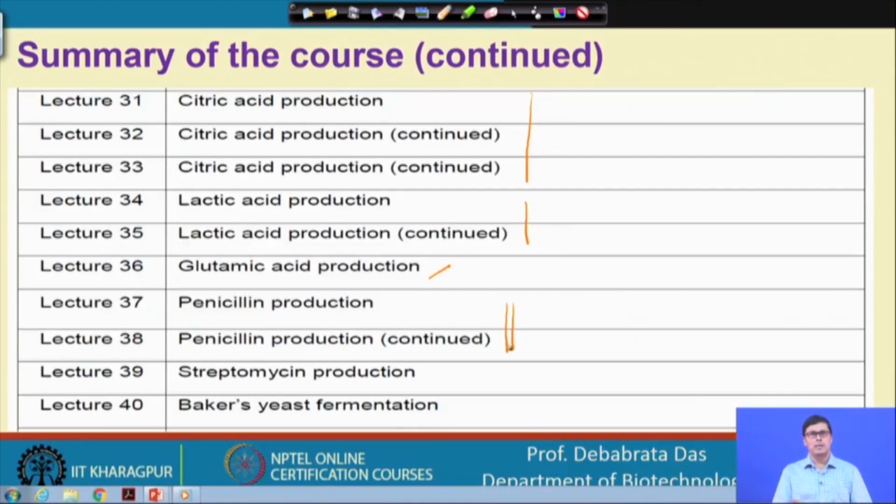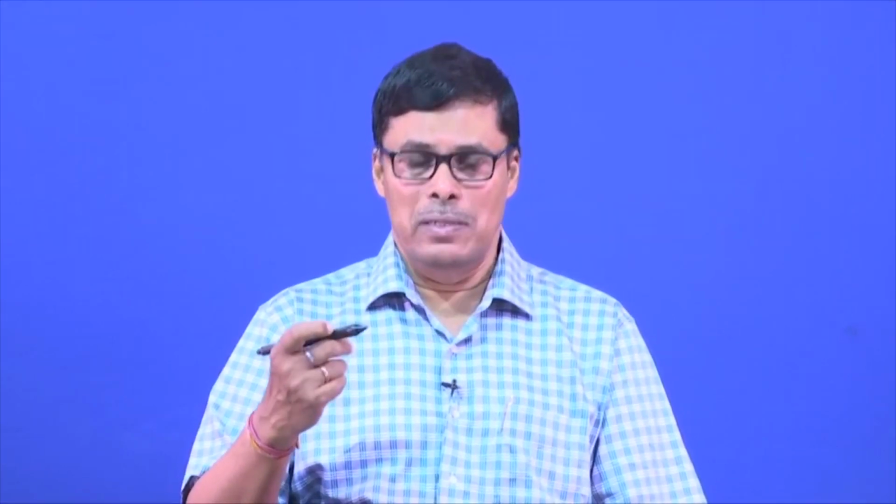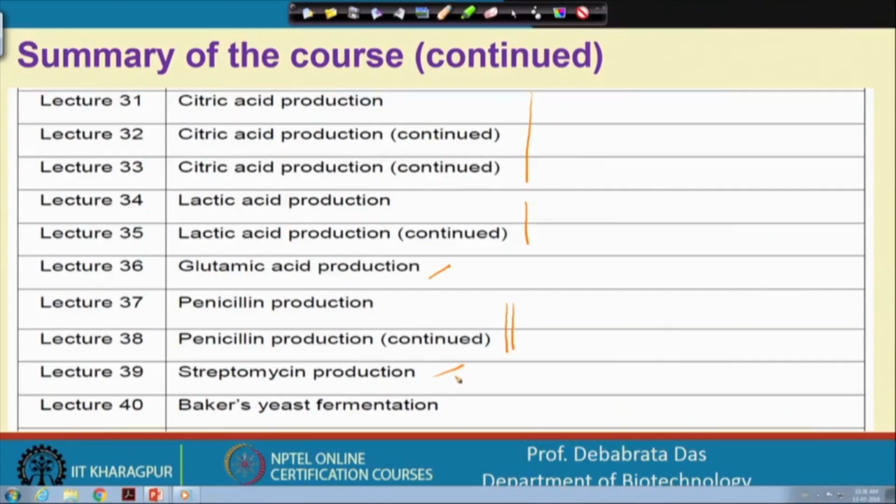Penicillin is the first antibiotic that was marketed, and during the Second World War our soldiers were wounded and their wounds were cured by using this penicillin. This penicillin plays a very important role in our day-to-day life. Then streptomycin: penicillin is considered a narrow spectrum antibiotic, while streptomycin is considered a broad spectrum antibiotic.